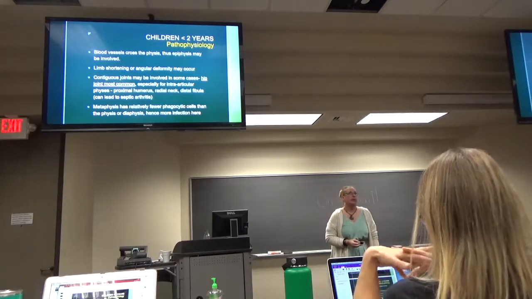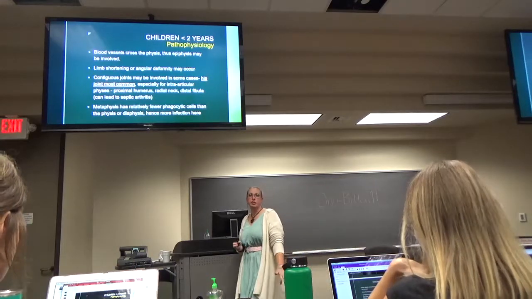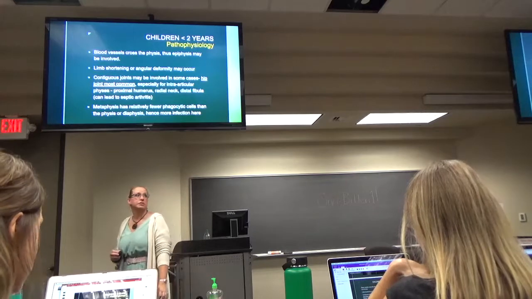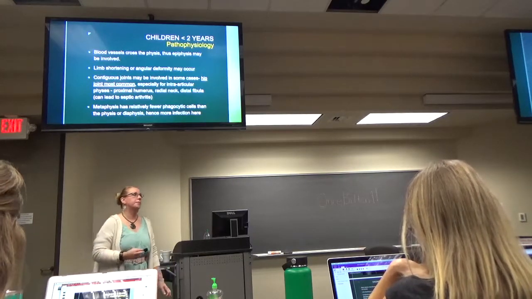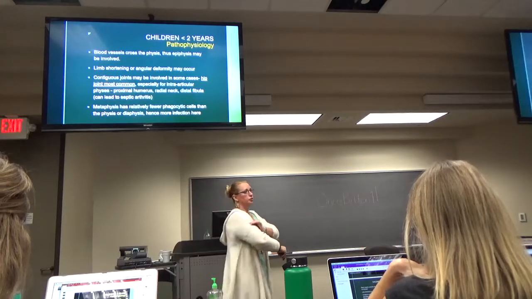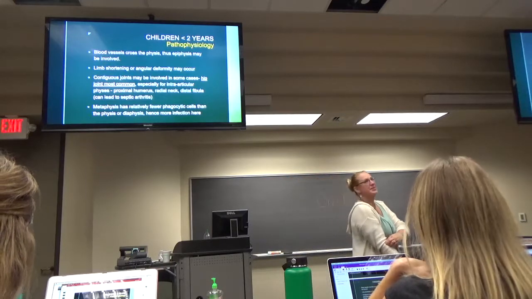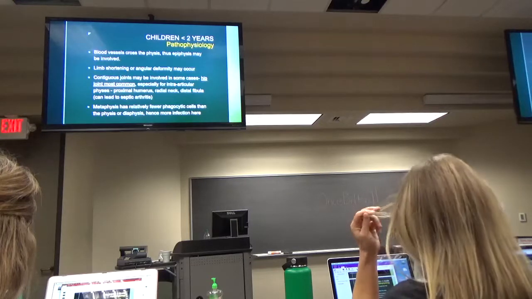Contiguous joints may be involved. So your hip joint is the most common, because you've got your intra-articular space. The proximal humerus is your next most common. Then your radial neck, which is right below the radial head, sorry. Grabbed my humerus. And then you've got your distal fibula.